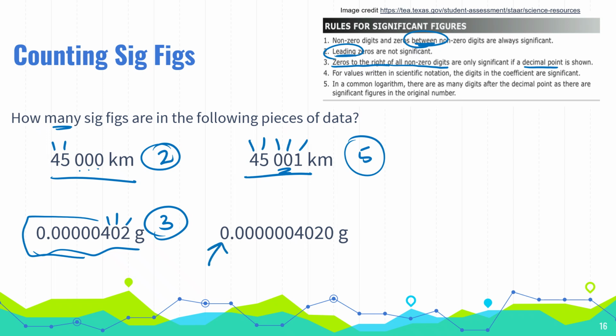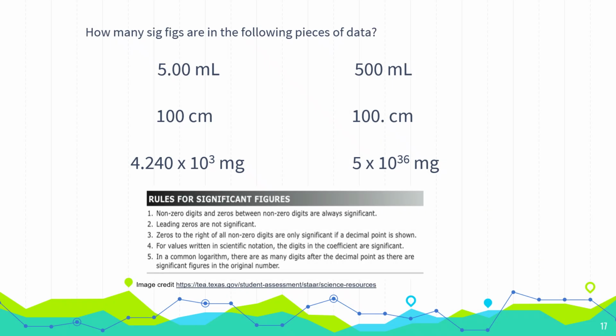How about this value? Almost the same. The only difference is I threw a 0 at the end. Significant or not? We already decided yes and yes and yes. We decided no and no and no. But how about that last 0? It's to the right of the non-zero digit, and there is a decimal shown. That means that that last 0, that 0 to the right, when there is a decimal, is going to be significant. This piece of data has 4 sig figs. Pause the video, or in Edpuzzle, go ahead and figure out how many sig figs in each of these pieces of data.